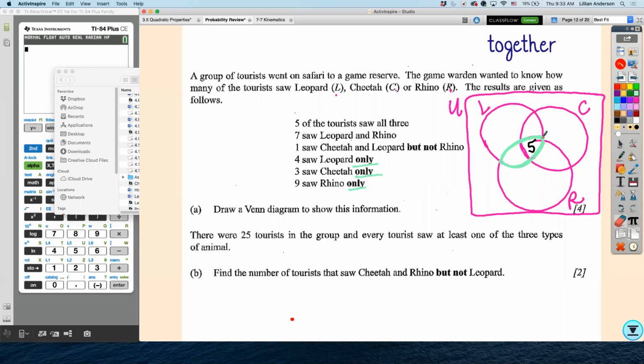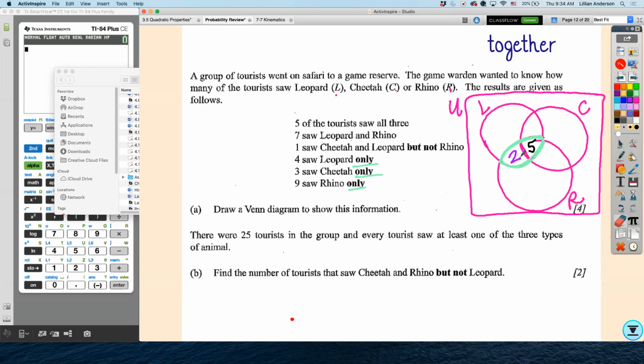But as you can see, 5 saw cheetah as well. So how many saw leopard and rhino only? 2. Did everybody catch that? I'm gonna say it again. If it does not say only, then we're talking about the entire intersection between leopard and rhino, which is what I highlighted in this aqua color. So that entire section should be 7 between those 2. Since I already know that 5 saw all 3, that means that 2 saw only leopards and rhinos.